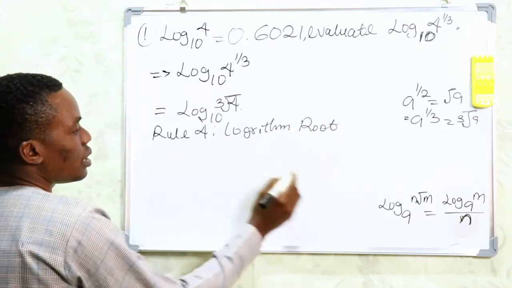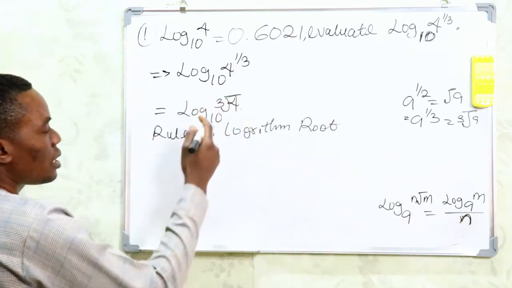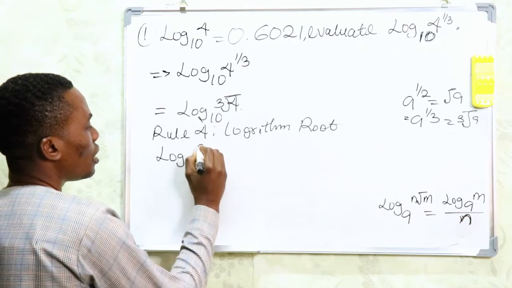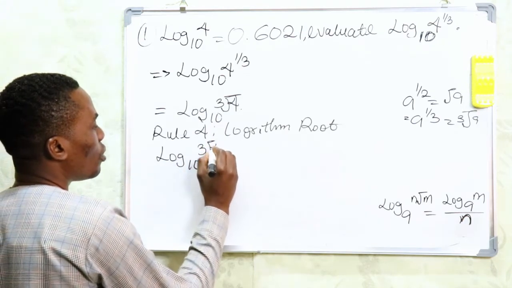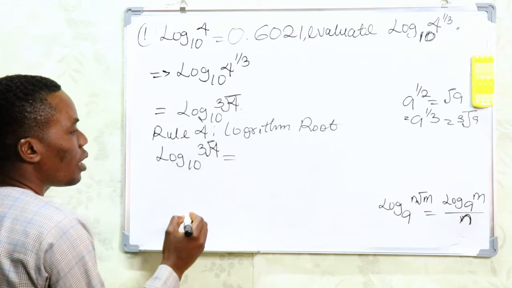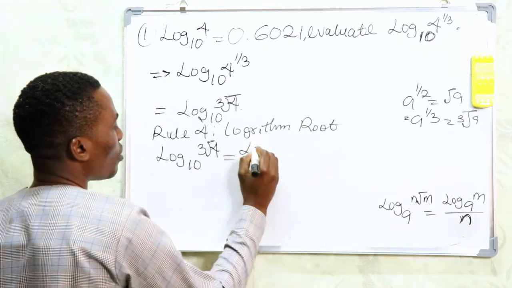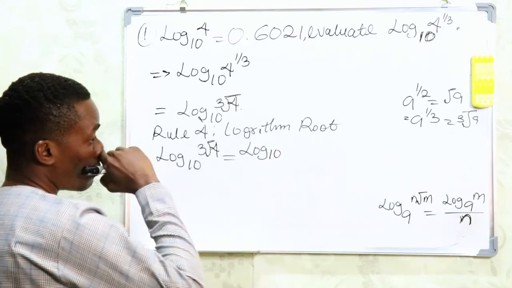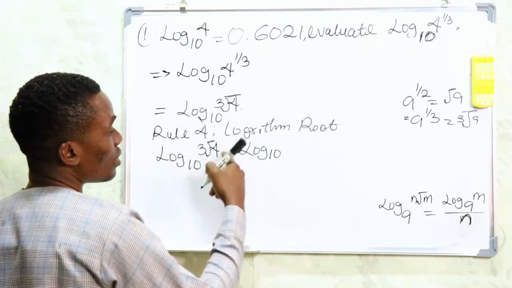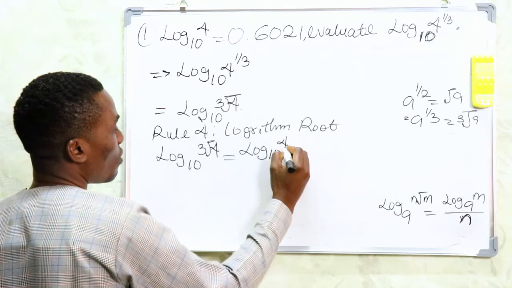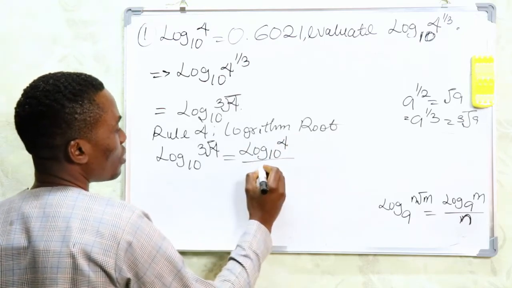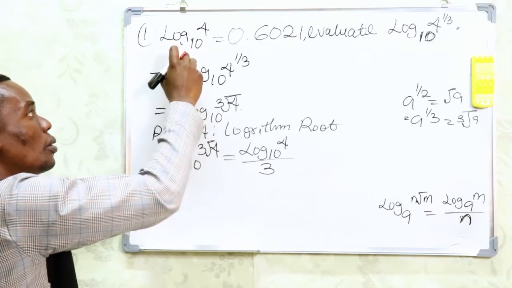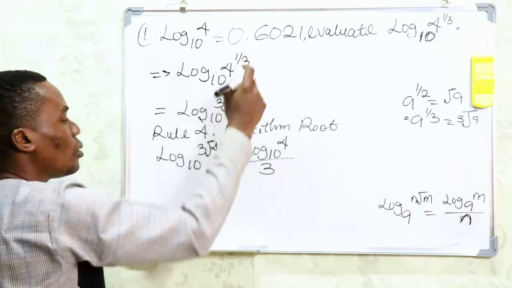We know that this is equal to this. So let's bring it back here. We'll have our log of 10 cube root 4. That will be equal to what? We have our log of 10 raised to power, the m raised to power 4 divided by 3. Now notice that they told you that your log 4 base 10 is equal to this value.